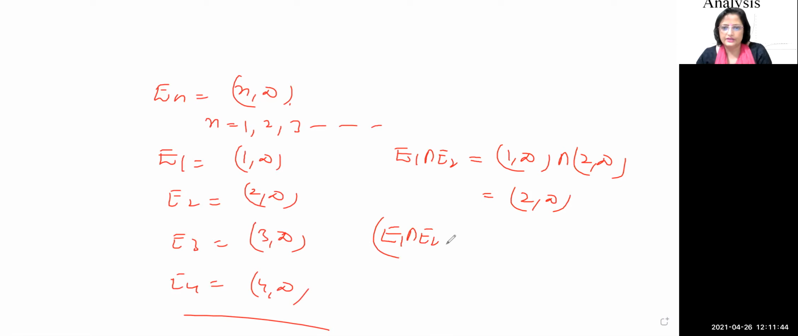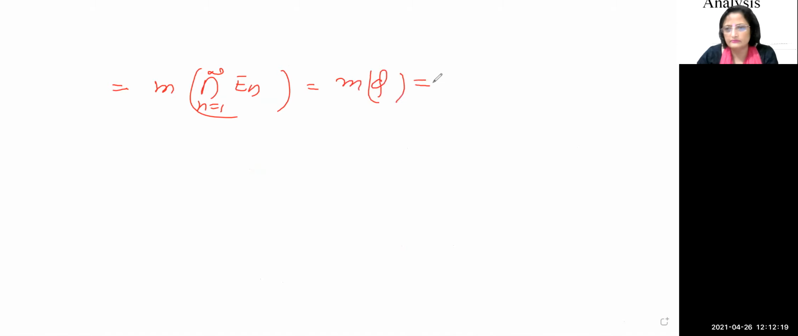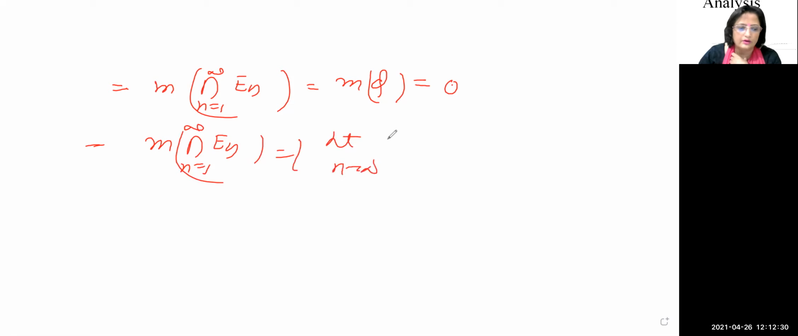E1 intersection E2 intersection E3 में कौन आएगा? 2 to infinity intersection 3 to infinity. तो क्या आएगा? 3 to infinity. So whenever this process will go on, E1 intersection E2 intersection on up to infinity, infinite many members हैं, तो what you will get ultimately, कोई भी point ऐसा नहीं रहेगा जो दोनों में common हो, right? Implies measure of intersection and running from 1 to infinity En, this is equal to measure of phi, and measure of empty set is 0. It implies measure of intersection and running from 1 to infinity is not equal to the limiting value of measure of En, right?